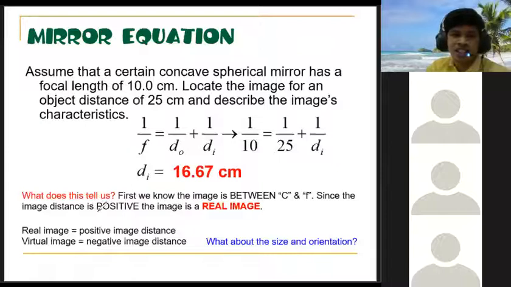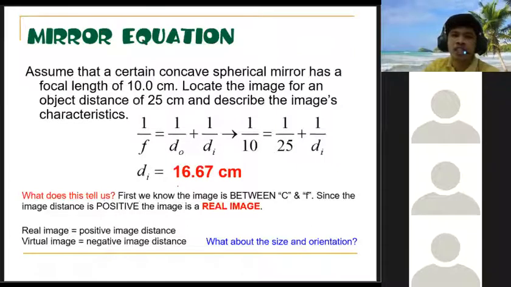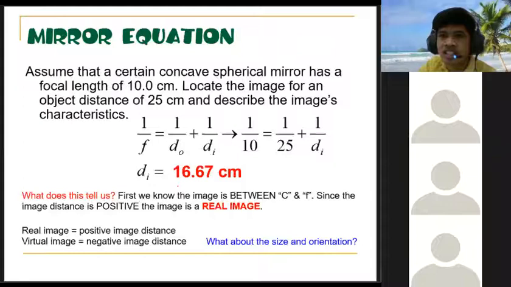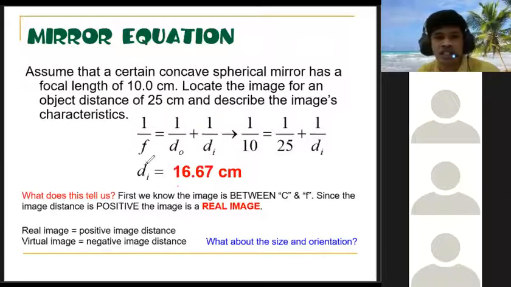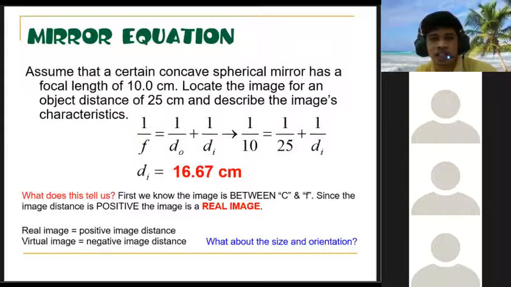So what does this answer tell us? First, we know the image is between C and F. Since the image distance is positive, this is a real image. What about the size and orientation? How do we solve that? For the size and orientation of the image, we use the magnification equation. This one is the mirror equation; to solve for the orientation, we're going to use the magnification equation.